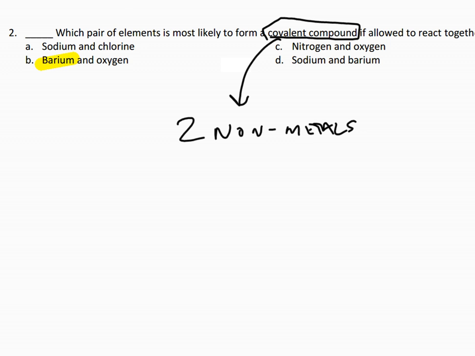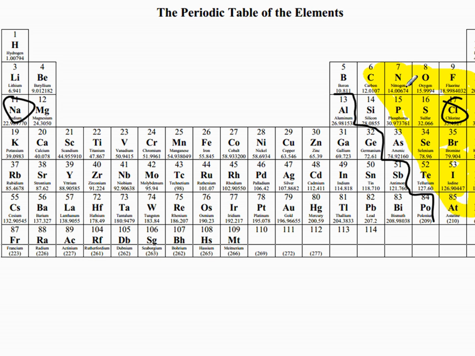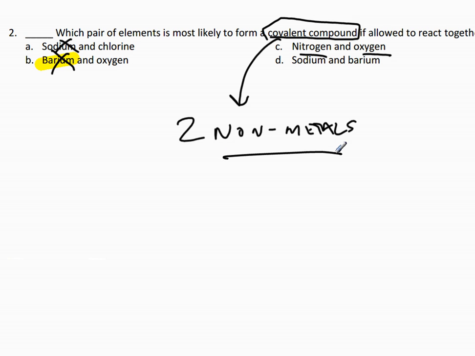Barium is a metal, sodium's a metal. We look at nitrogen and oxygen. If you go over here, nitrogen and oxygen are both nonmetals, so that makes that a covalent compound. That's an easy way to find a covalent compound. It means they're all nonmetals, and then you have sodium and barium, which are both metals, so that doesn't make sense.